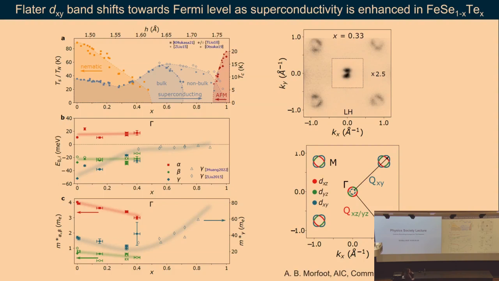So our suggestion in this report was that superconductivity may have another pairing channel which might boost the transition temperature here. The effective mass of this band also increases significantly, so strong correlation. The availability of new states for pairing seems to all contribute to enhancing the superconductivity when we use tellurium as a substitution.